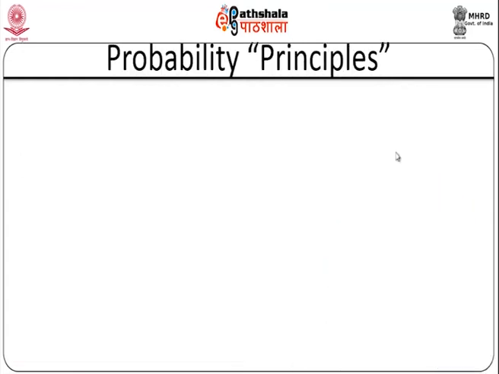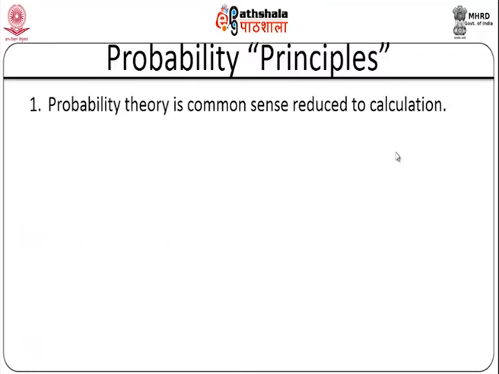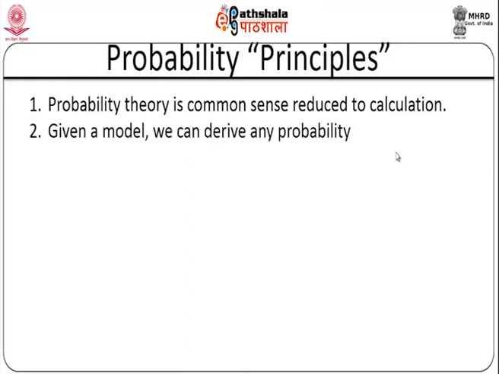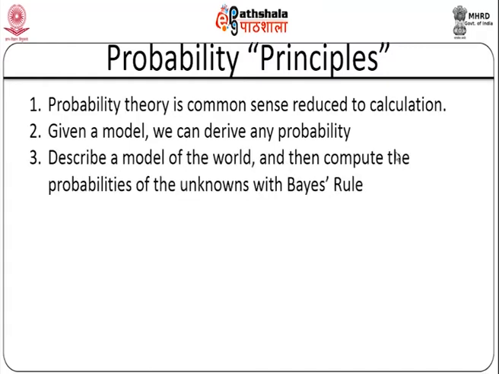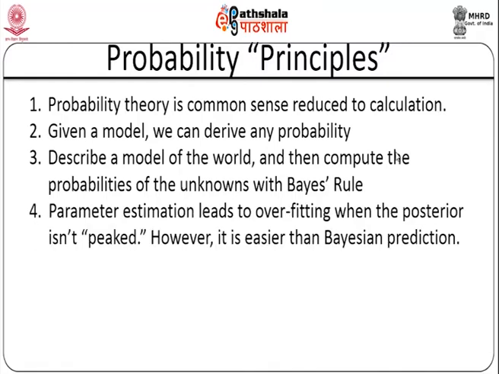Now, let us relook at the probability principles once more before we go further. Probability theory is common sense reduced to calculation, that is what Laplace said. Given a model, we can derive any probability. But how do we determine the model? The model of the world is described, and then we compute the probabilities of the unknowns using Bayes rule, calculating the posterior given the likelihood, evidence and prior. Okay. Parameter estimation you have to do very carefully, because it leads to overfitting when the posterior is in a peak.